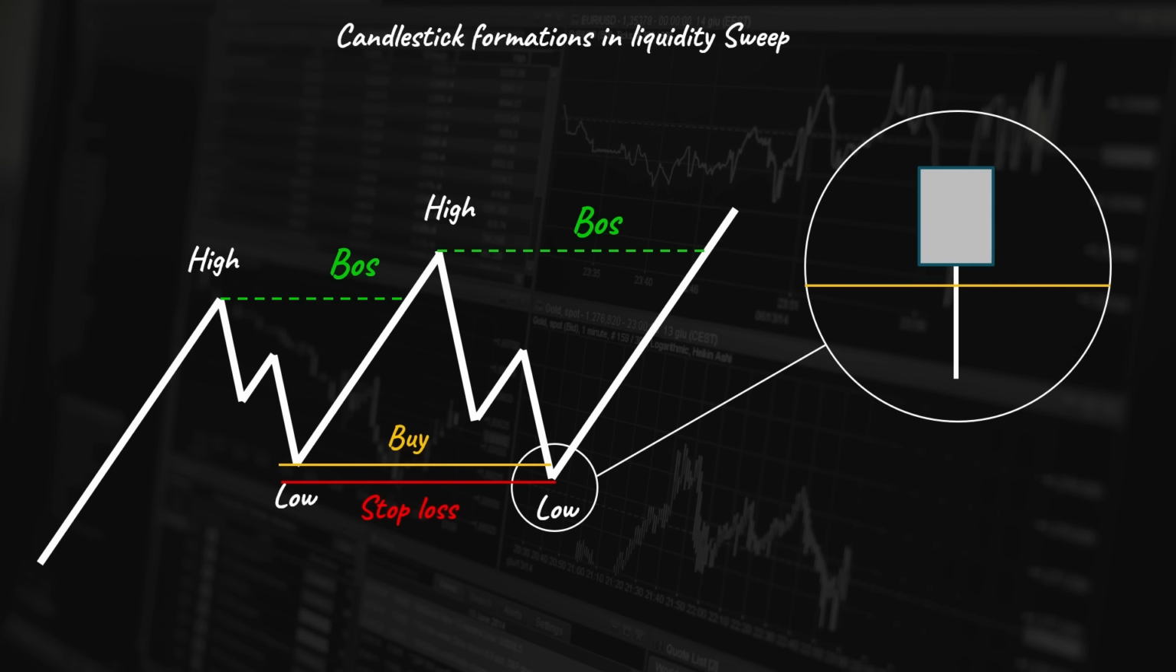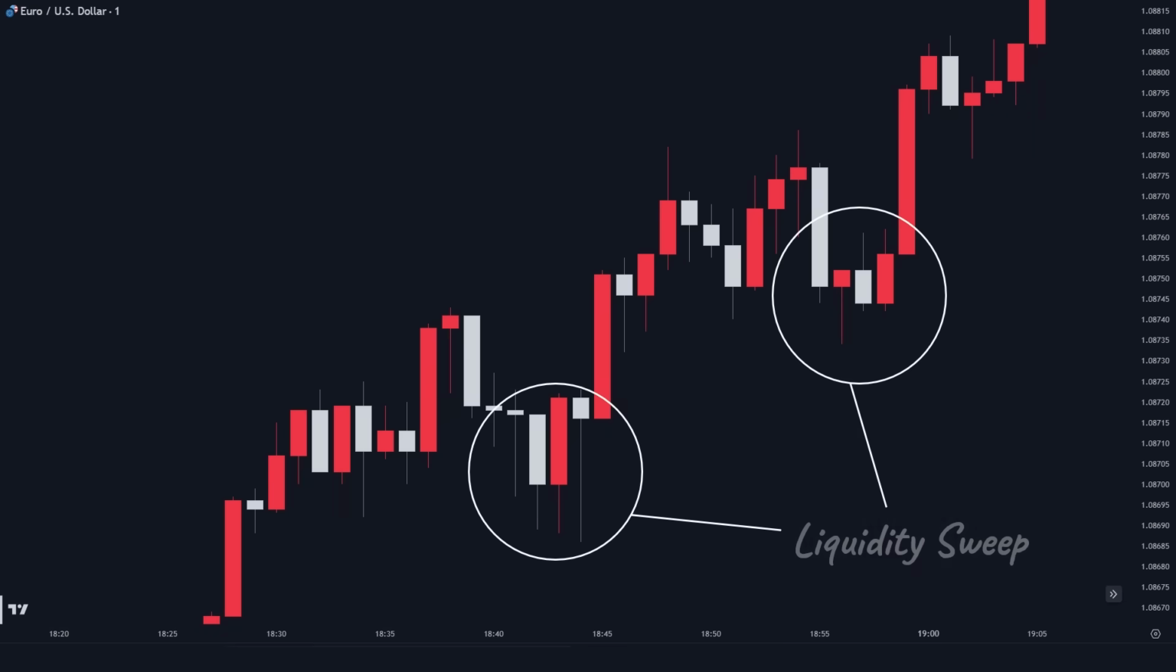It is not possible to define a mechanical structure for all cases, but what we want to see is a wick penetrated through the level and quickly returned. However, this wick should be at least half the size of the body.